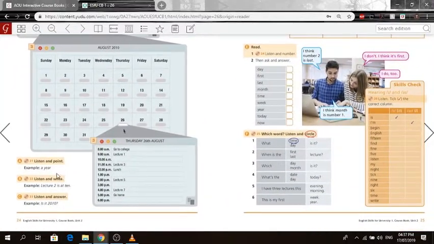So now let's move on to exercise B, listen and write. Okay, so we have the time over here, and this is basically like a calendar. Thursday 26th of August. I think this is a calendar for a student, a college student like you guys.